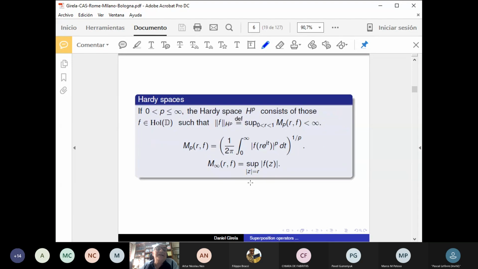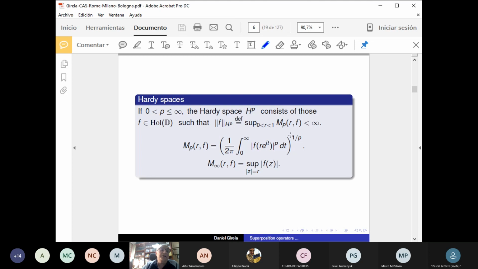Let me start by saying a little bit about the results that we knew when we started to think about these kinds of topics. And of course, the spaces that we are going to consider are the classical ones, very well known to everybody. So we're going to work with Hardy spaces. I guess I don't have to say what the Hardy space is. The Hardy space HP is the set of analytic functions in the disk such that the integral means of order P are bounded. This is the usual notation.